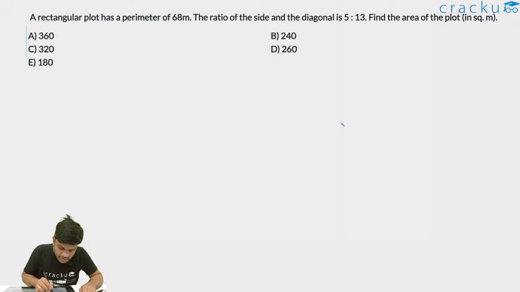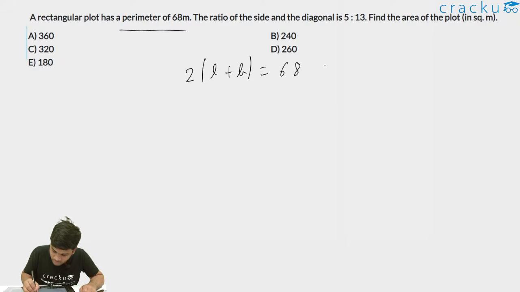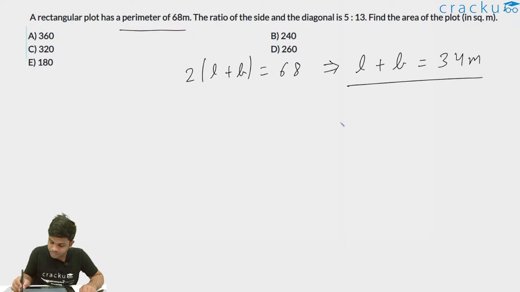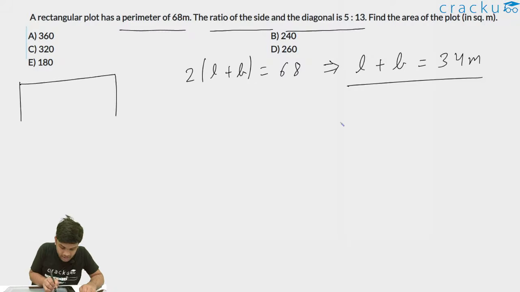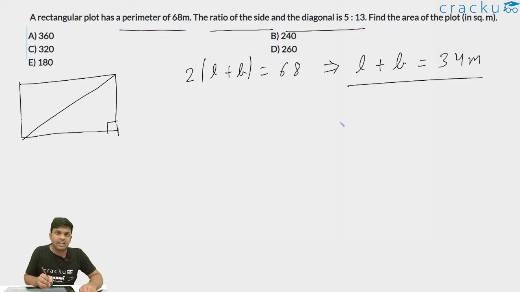Now in this case it is said that the rectangular plot has a perimeter of 68 meters. So the perimeter of a rectangular plot is 2 into L plus B, which is equal to 68. So from here you will get L plus B is equal to 34 meters. Okay. Now it is said that the ratio of the side and the diagonal is 5:13. So if we look at it, this is a rectangle. Okay, this is the diagonal of the rectangle. So it makes a 90 degree.